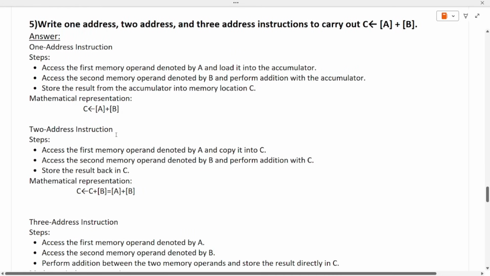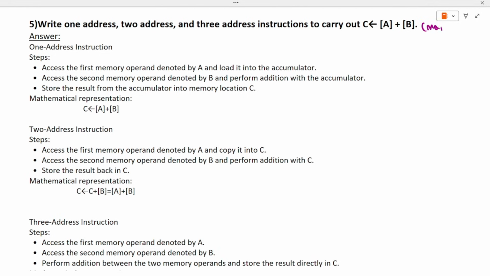Next is about this, one of the model question paper questions, repeated. Okay, this is a model question paper. Write one address, two address and three address instructions for C equals A plus B, an array they have given.